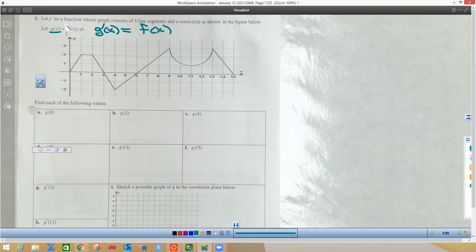So if you look up here, it says f is the function graphed. What that means is not only is this graph f, this graph is also g prime. G prime and f are the same, so that is the graph of g prime. And it's kind of a huge deal, you know that. It's going to be on the AP test. So we come down here, and we are supposed to be finding these values of these functions.